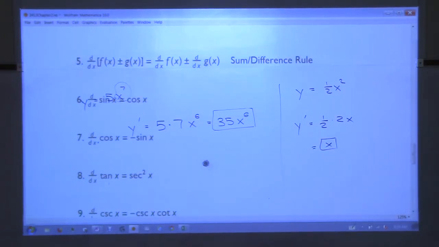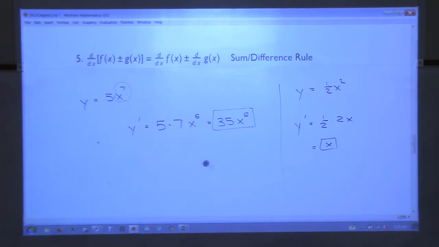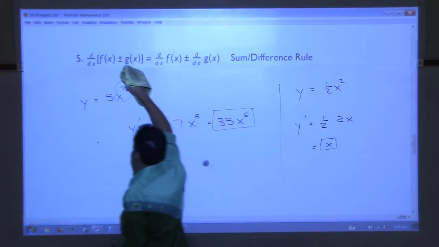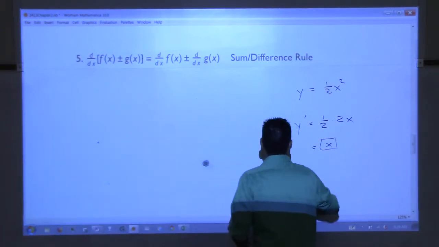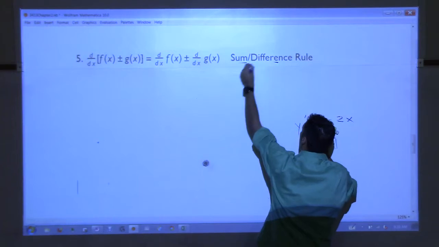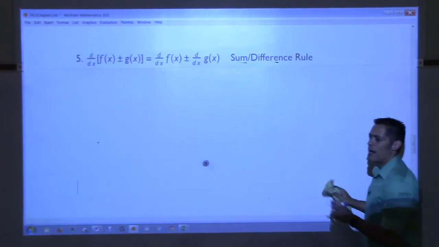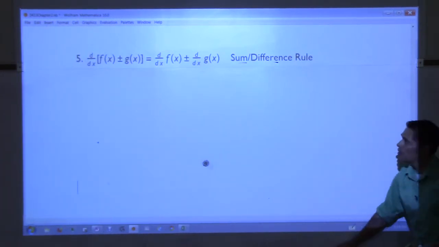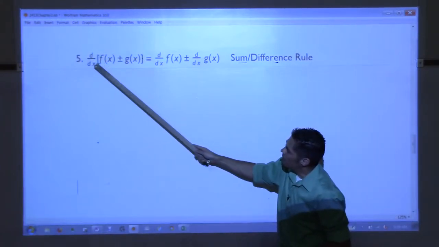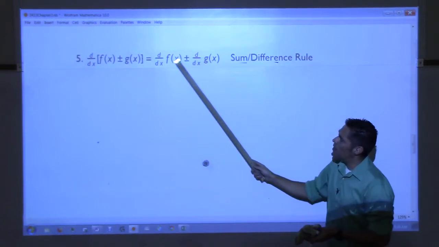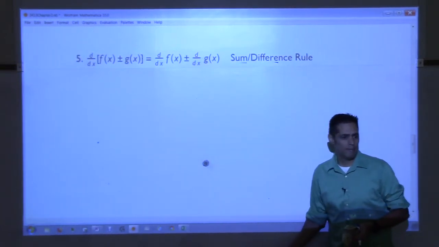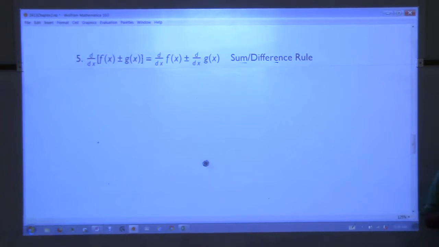Okay. All right, the sum and difference formula. This rule says, again, it looks complicated, all right? But all it's saying is that if you have two functions that are being added or subtracted, sum and difference, right? If they're being added or subtracted and you're trying to take the derivative, I'm allowed to actually split them up and do the derivatives separately. Only if you have addition and subtraction, though.